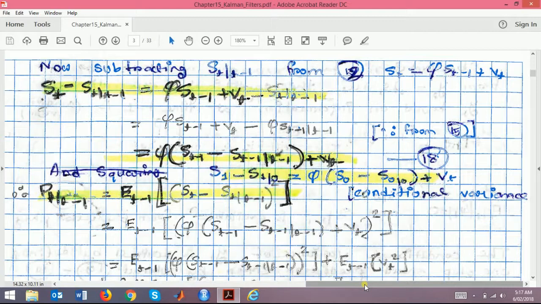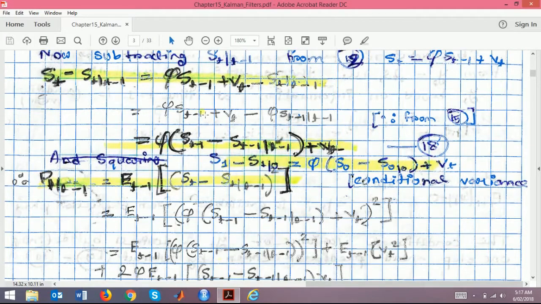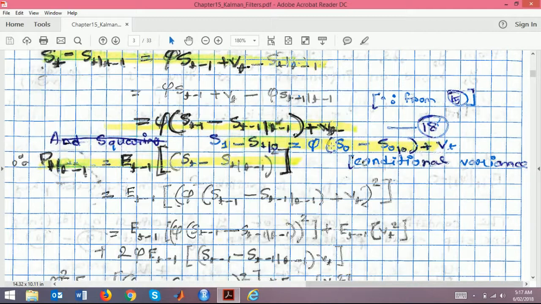Now, subtracting s1|0 from the state equation: first we had st equals phi st minus 1 plus vt, and we subtract s1|0 from both sides. Remember that s1|0 is phi s0|0. Replacing them, s1 minus s1|0 equals phi (s0 minus s0|0) plus the residual. It is easier to remember in this manner with ones and zeros. This is the state equation, and we are just subtracting s1 conditional at 0.